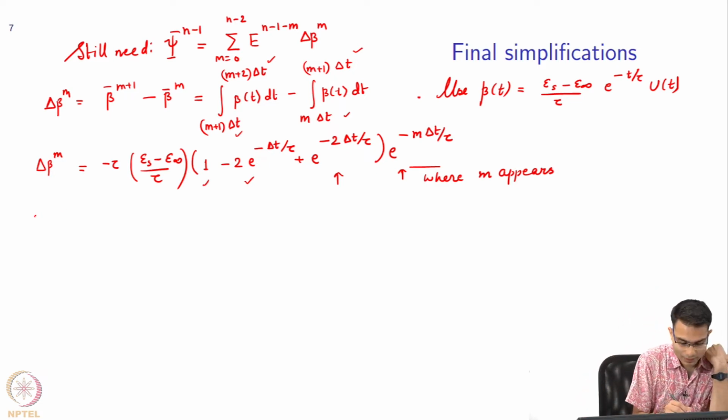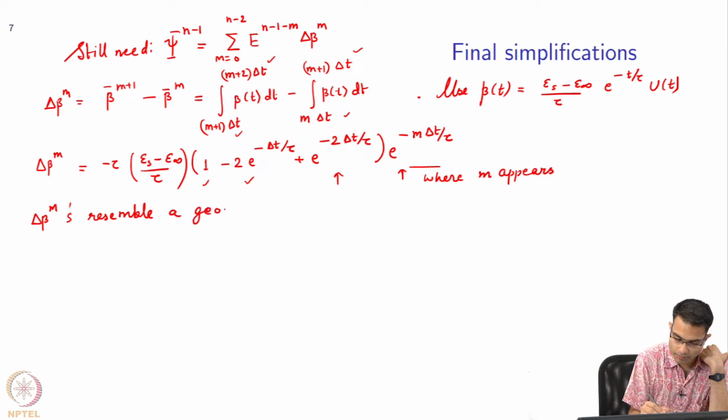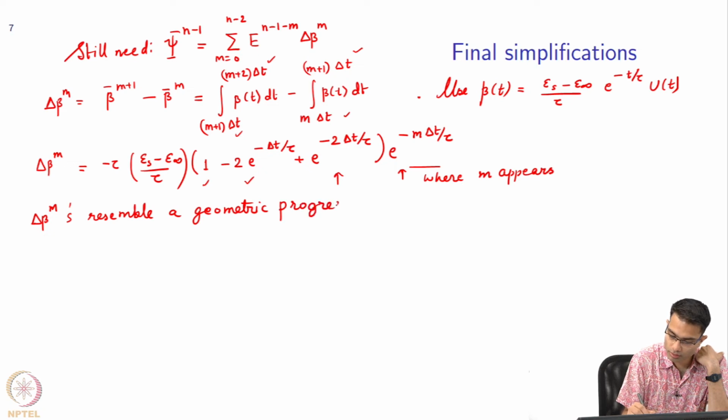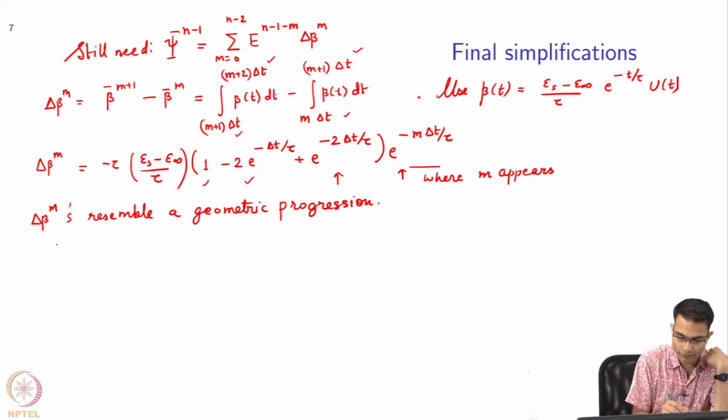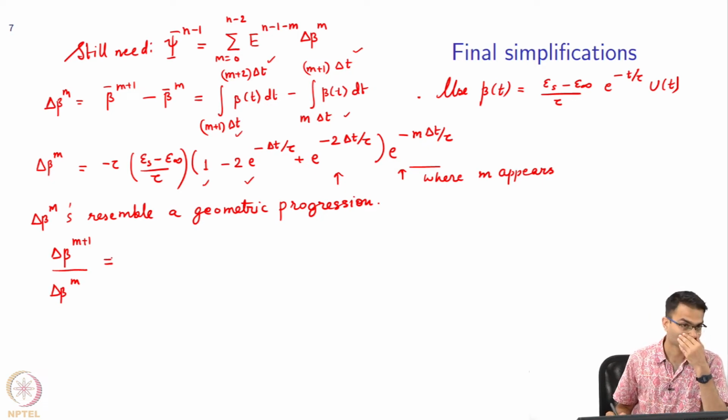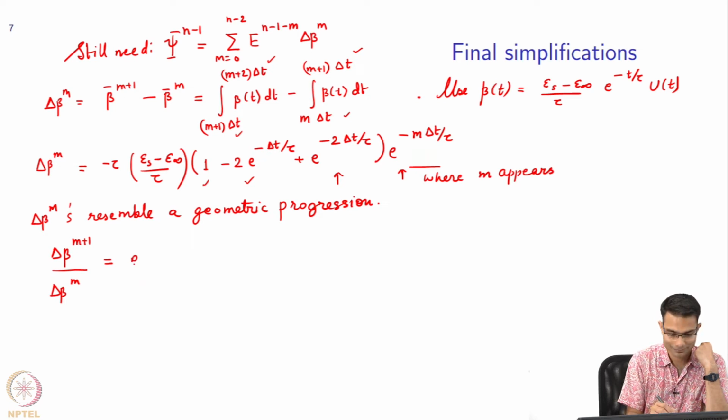So, in other words, these delta beta m's resemble a geometric progression, and that is a thing that is going to help us a lot, because we know that the ratio of consecutive terms of a GP is constant, right, independent of m. So, if I look at delta beta m plus 1 divided by delta beta m, what should this ratio be? Yeah, m should not be there.